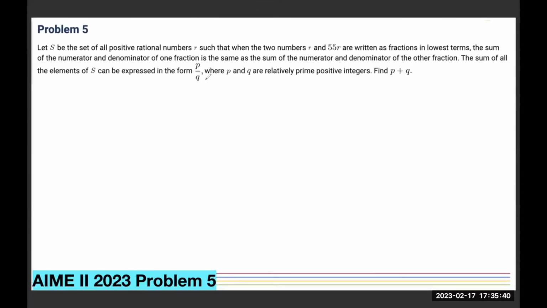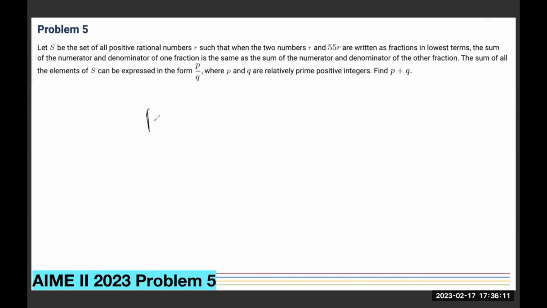Okay, this is the 2023 AIME II problem number 5. Let S be the set of all positive rational numbers R, such that when the two numbers R and 55R are written as fractions in lowest terms, the sum of the numerator and denominator of one fraction is the same as the sum of the numerator and denominator of the other fraction. The sum of all the elements of S can be expressed in the form P over Q, where P and Q are relatively prime positive integers. Find P plus Q.